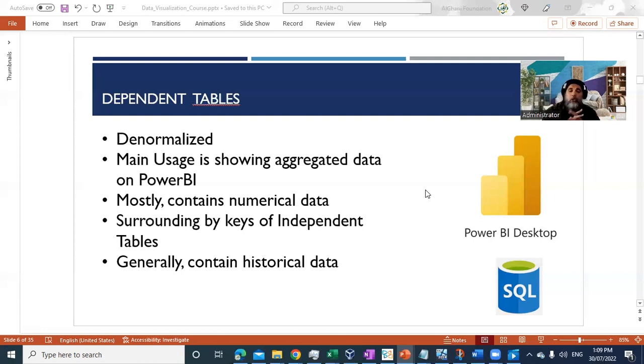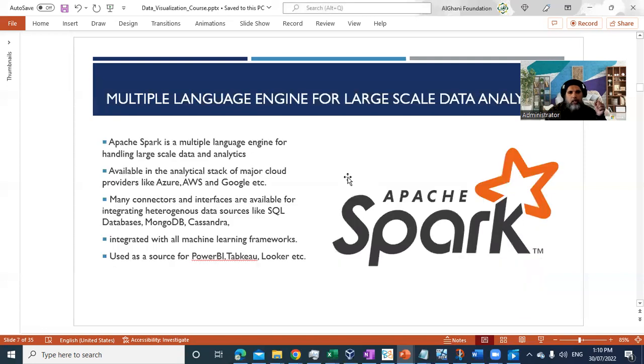The dependent table also mostly contains the historical data. It normally contains all the sale history. We won't update or delete data from this table. A dependent table generally contains all the historical data. So for example, if we want to see the historical sale information, we're going to come to our dependent table and extract that information from it. All right. Next one.